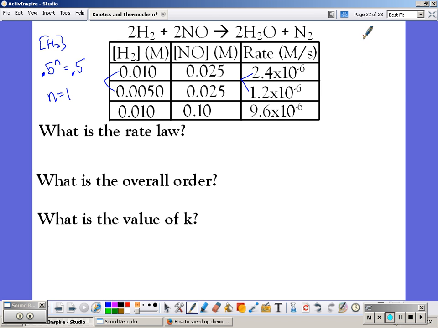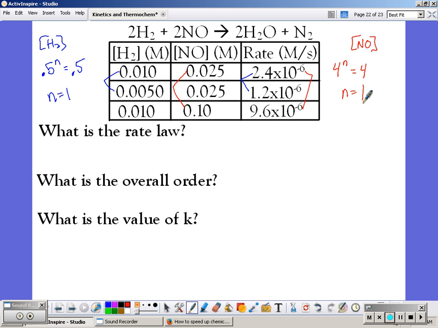If we look at nitrogen monoxide, we would want to compare the first and the last set of data. So here nitrogen monoxide is quadrupling, or being multiplied by 4, so 4 raised to the n is equal to, and if I look at my rate, it is also quadrupling, so that would be to the 4th, so n would still be 1.